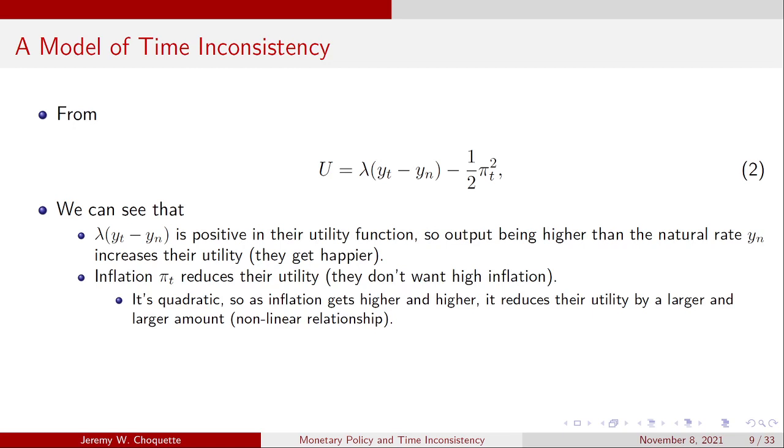Now it's quadratic, that pi_t squared. That means if you were to draw out a downward opening parabola, because that 1/2 pi_t squared is in fact a downward opening parabola, and you go a little bit further out one way or the other, you'll see that it's not like a linear function. It's not deviations by the same amount across changes in your input. That deviation is going to be rather large the further out you go. So it reduces their utility by a larger and larger amount, implying that it's a non-linear relationship.